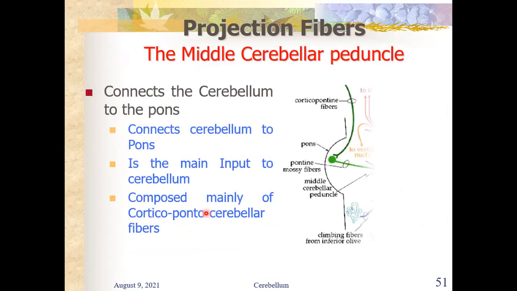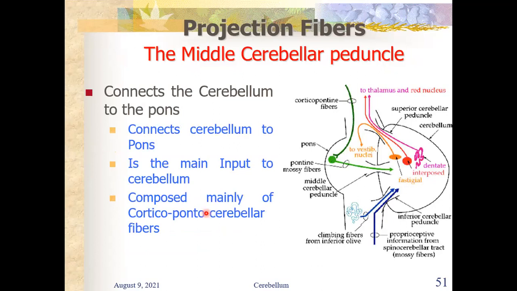So we have the middle cerebellar peduncle. What are the functions of this middle cerebellar peduncle? Remember, the peduncle connects the cerebellum to the pons. That's for the middle cerebellar peduncle, and it is the main input to the cerebellum. So you can see the main inputs coming in from the cerebral cortex.